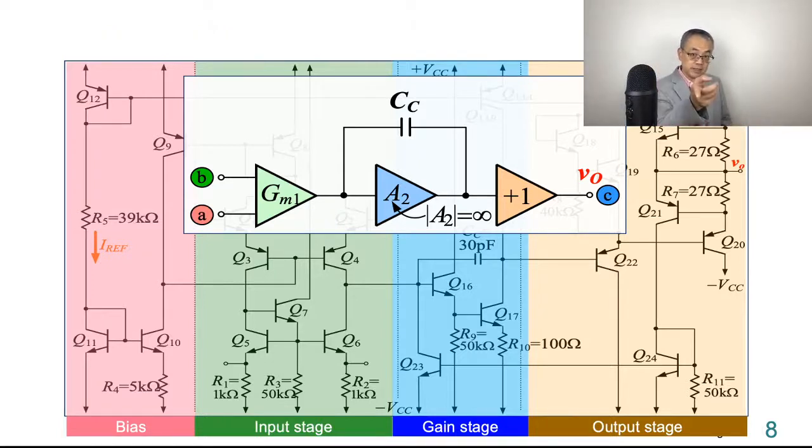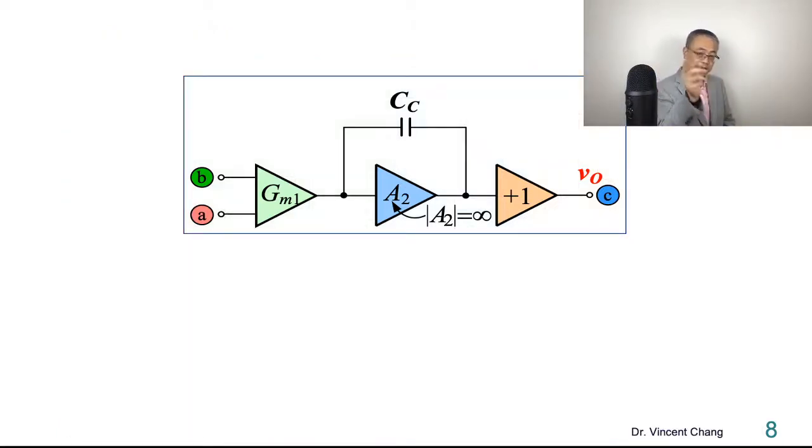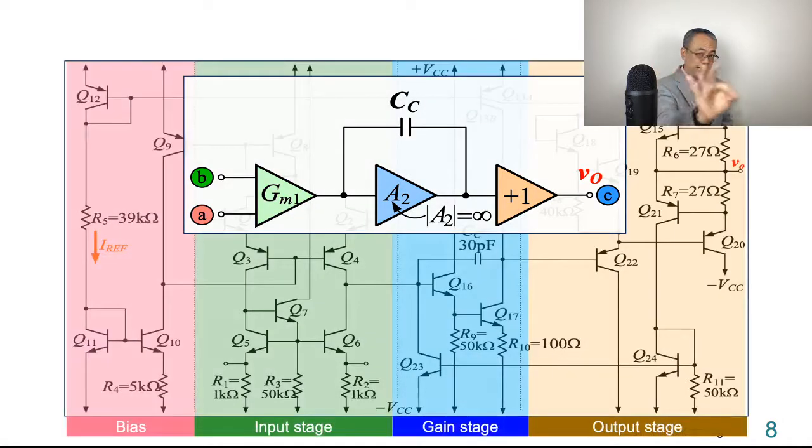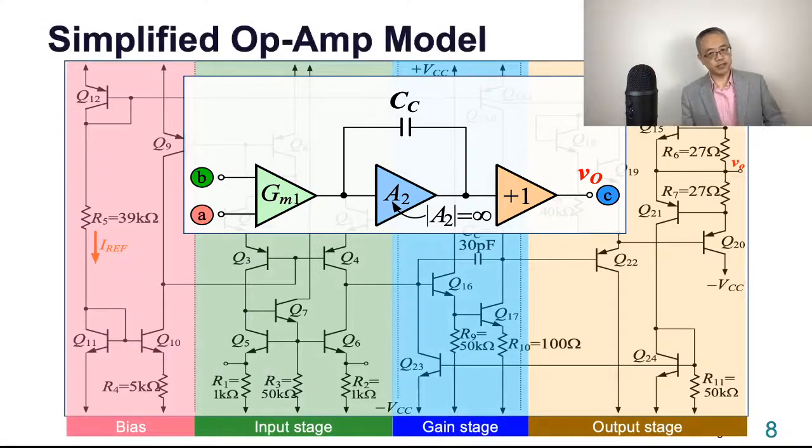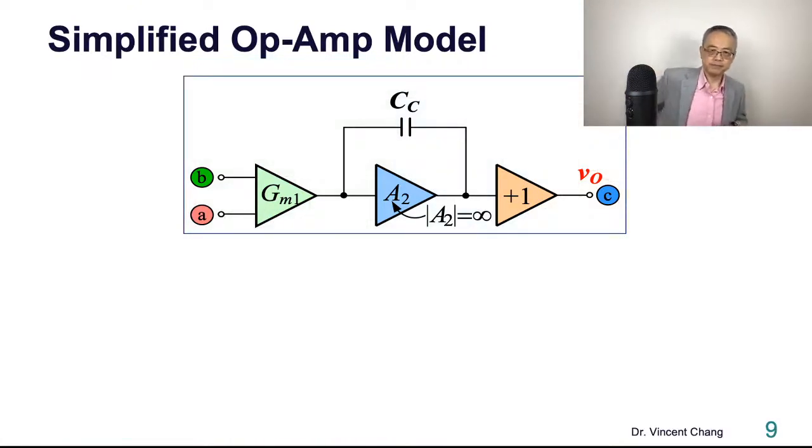Remember this? I explained this before. Red, blue, and orange: input stage, gain stage, and output stage. That's the simplified op-amp model.